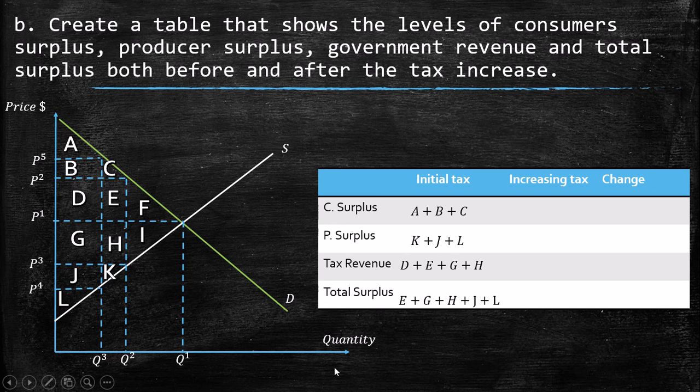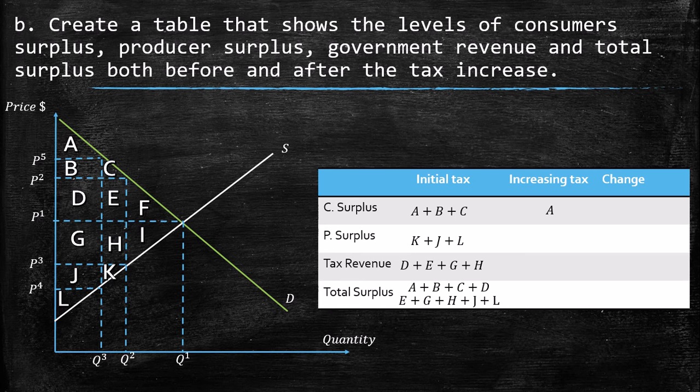And let's take into account that we have here F and I, the deadweight loss: all the transactions that are not going to be made anymore because of the taxation. Now we are going to see what happens when there is an increase in the tax from $100 to $150.